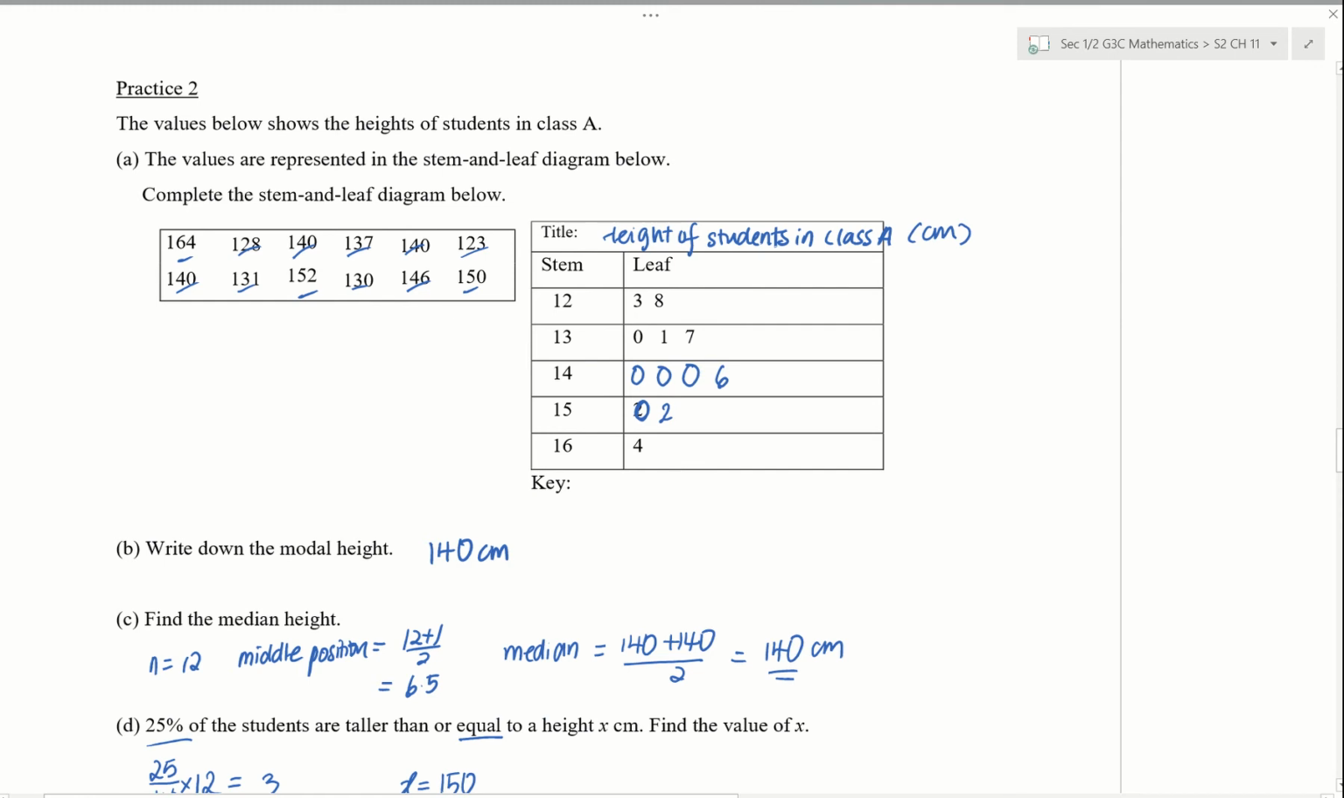Okay, so practice 2. Yesterday you had a chance to start on it in class already. So just check your answers over here. If you need help for any part of the question, please raise your hand and let me know. Otherwise, just use this time to check the answers.